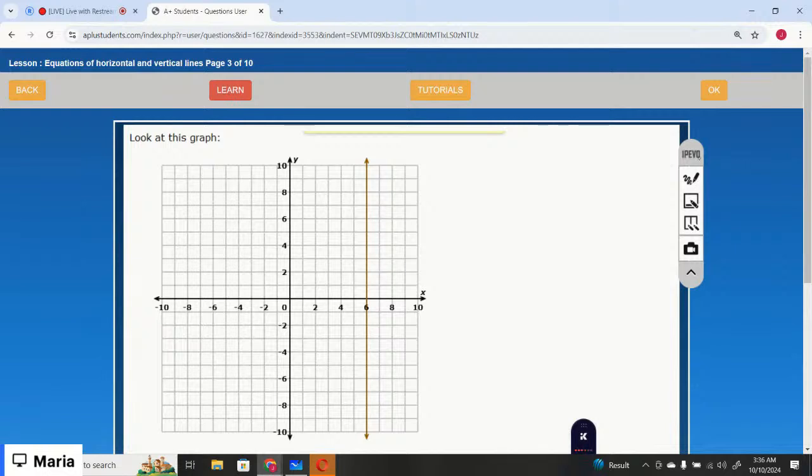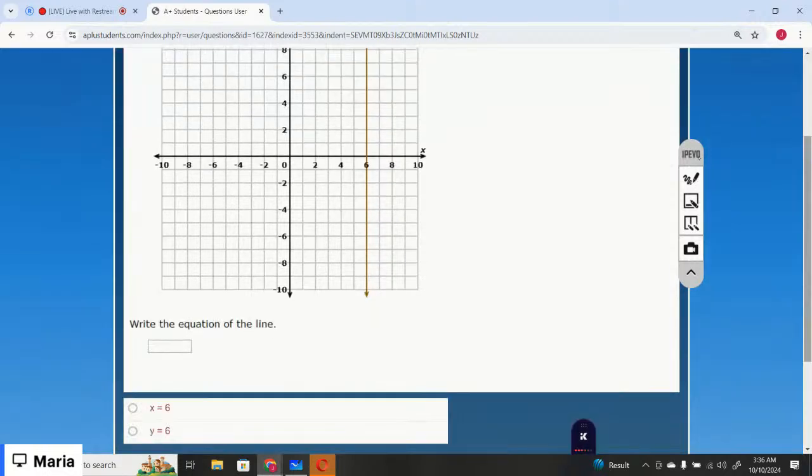Okay, look at this graph. So, which is the correct option? That is x equals 6 or y equals 6. Which is the correct option? You can see you have a line on x equals 6, right? Very good. That is x equals 6 is the correct option.